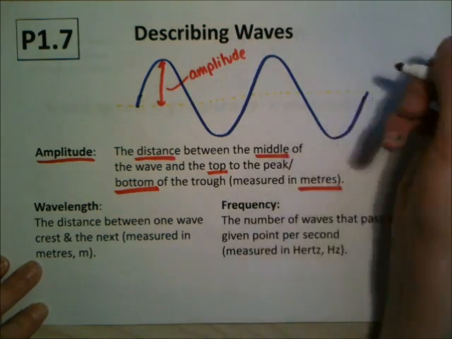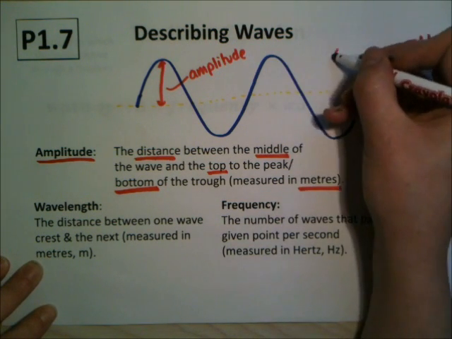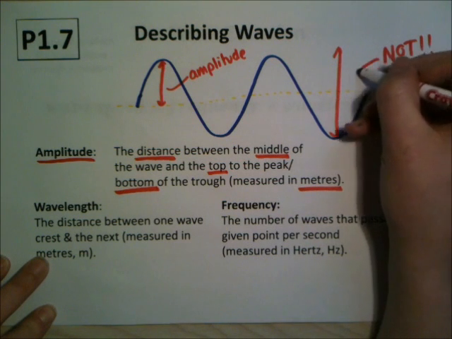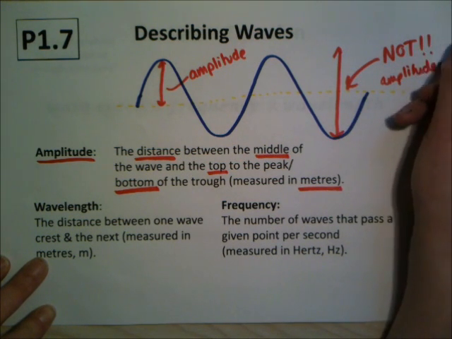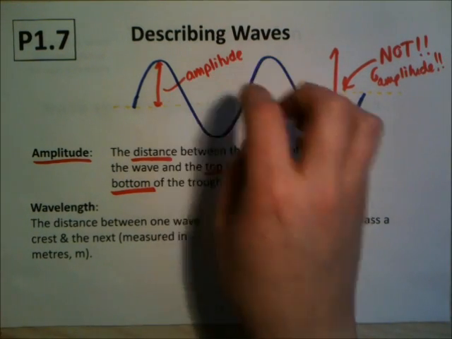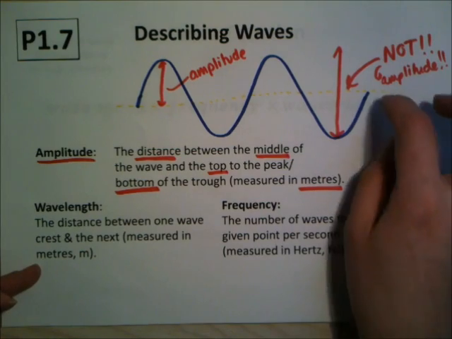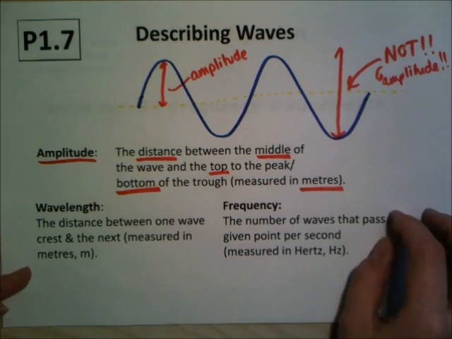It is not this. Okay, this is double the amplitude. This is not the amplitude in any way. That's two amplitudes. The amplitude is this one. That's really important. The mistake that most people make is this. An amplitude is just half. It's from the middle to the top of one of the peaks.